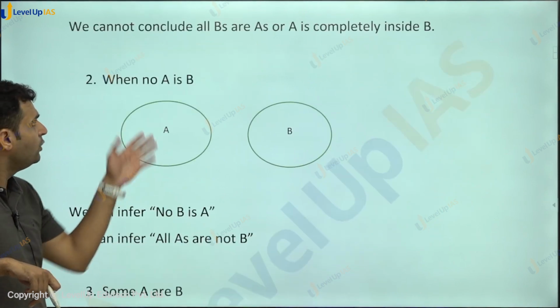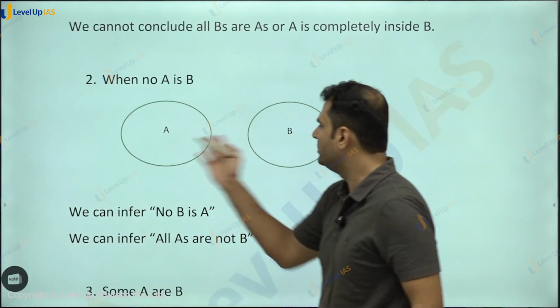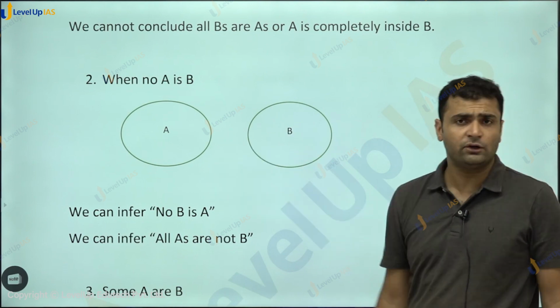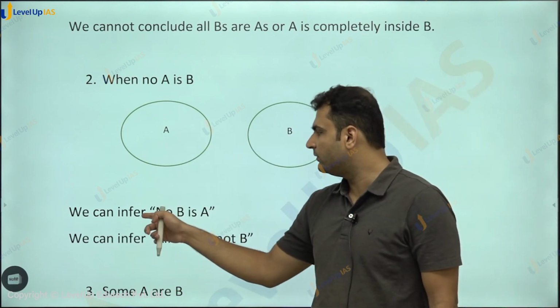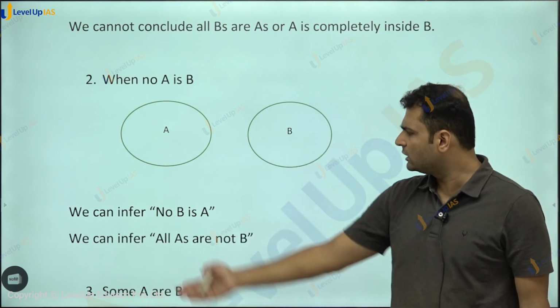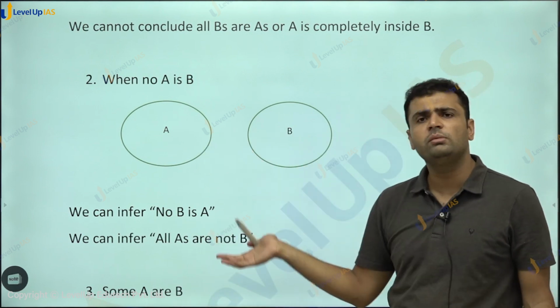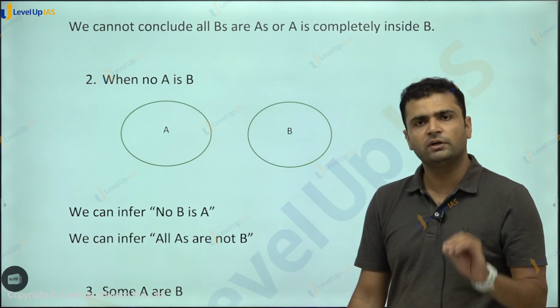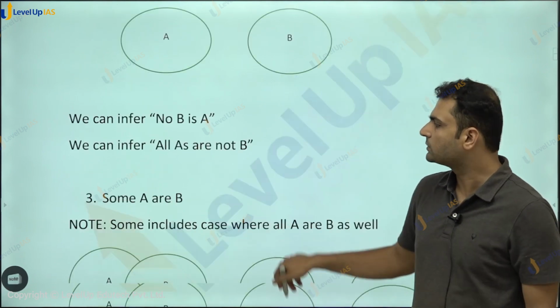Next, when no B is A, there is no common element. A and B are not intersecting at all. Here we can also infer that no B is A, or no A is B, there is no common element. We can also infer that all A's are not B. That is also true. So use your basic English knowledge to infer things like this.